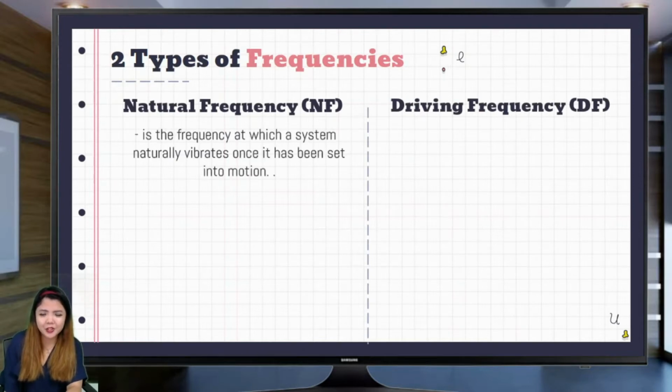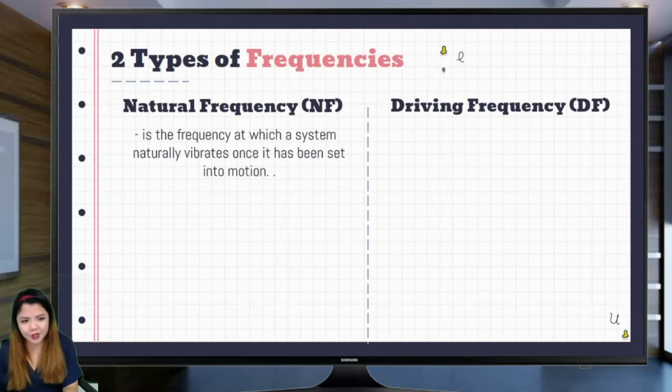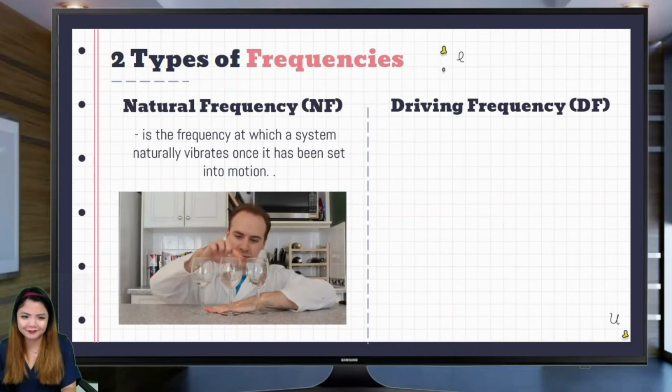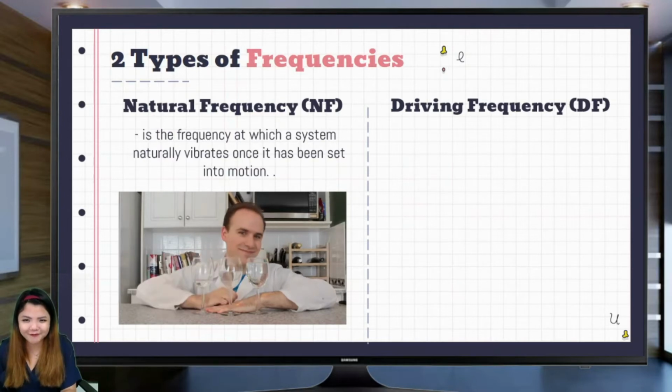So the natural frequency is just the frequency at which a system naturally vibrates once it has been set into motion. So let me show you a video that demonstrates the natural frequency of a glass. So what you've heard is actually the natural frequency of a glass. If the amplitude of the vibrations are large enough, and if the natural frequency is within the human frequency range, then the vibrating object will produce sound waves that are audible to the human ear.